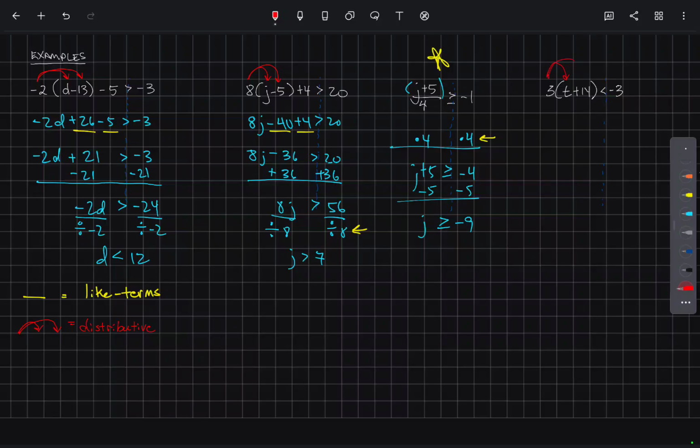3 distributed to t, 3 distributed to 14. Okay, so that's going to be 3t plus 42 less than negative 3. It looks like a regular old two-step inequality. Awesome. Minus 42, minus 42. 3t is less than negative 45. Divide by positive 3. Cool, I'm not flipping a sign. t is less than negative 15.